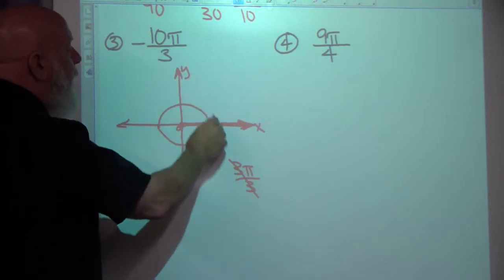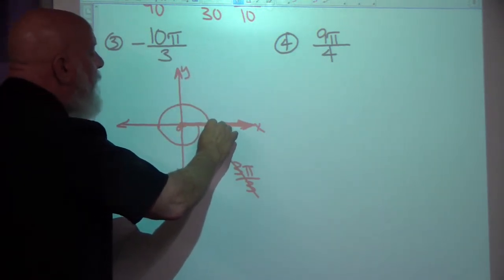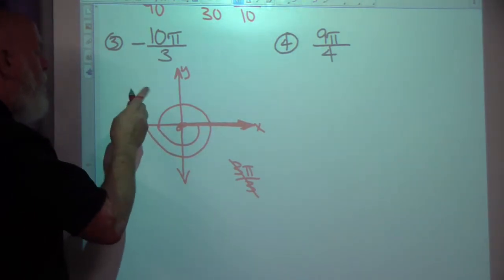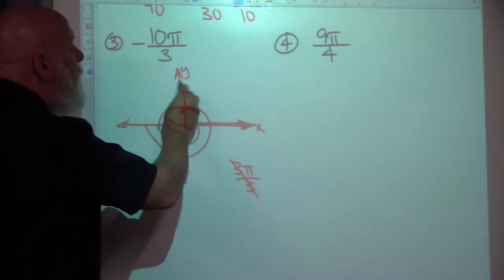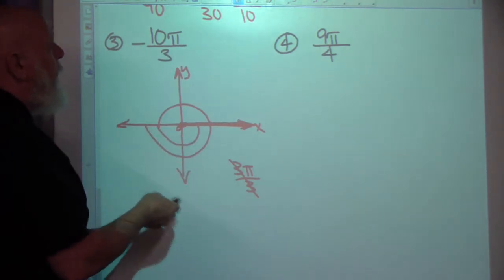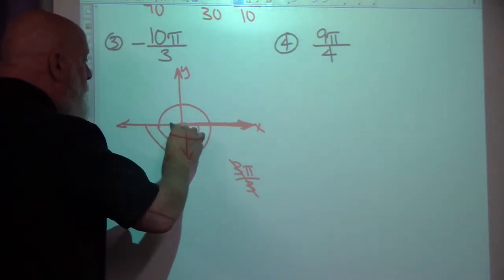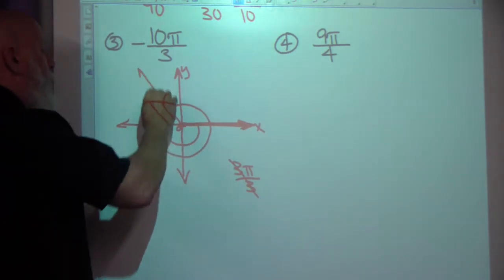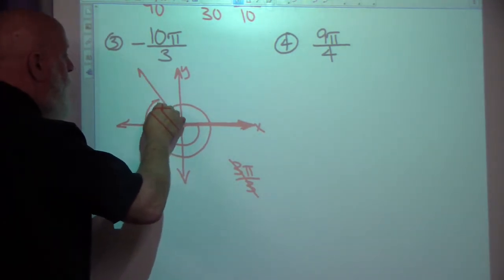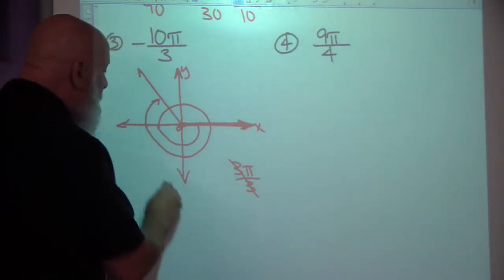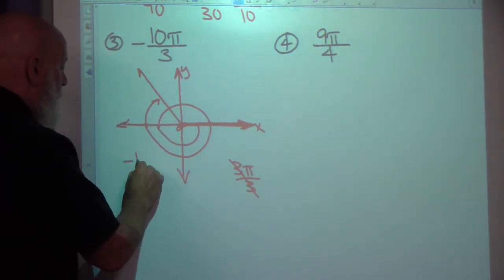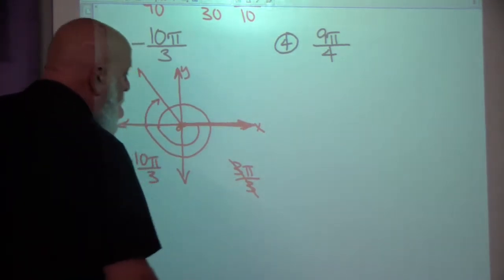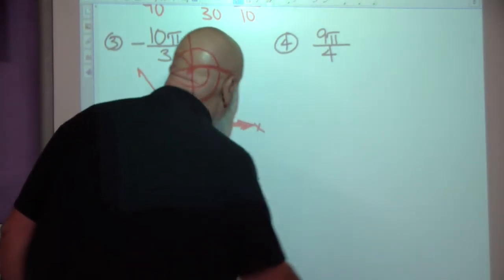And then I want to go to 10 pi over 3, so I'll go another 3 pi over 3. That's 9 pi over 3. And then one more pi over 3. Well, that's 1/3 of the way. Pi radians is 180 degrees, so I'm going to go 1/3 of the distance, which will be right about here. And that would be negative 10 pi over 3 if I've counted it correctly. And now I want to find this angle, the coterminal angle.